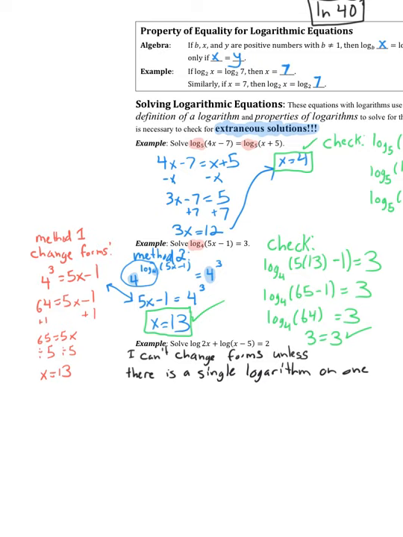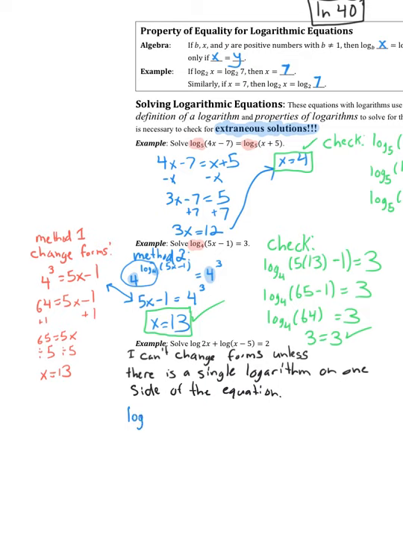On one side of the equation. And right now, there's not a single logarithm on one side. There are 2 logarithms on one side. So what can I do to get 2 logarithms and turn them into 1 logarithm? This is where that condensing comes into play.